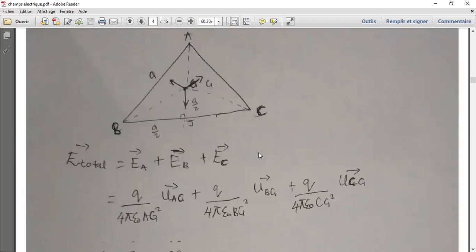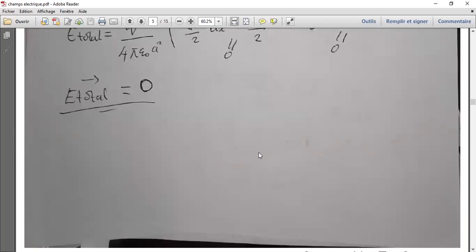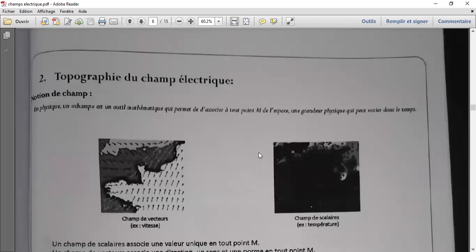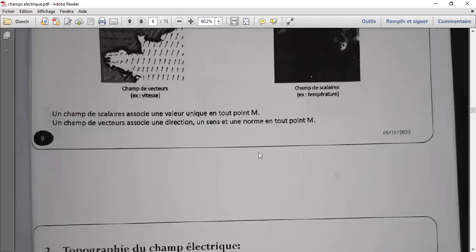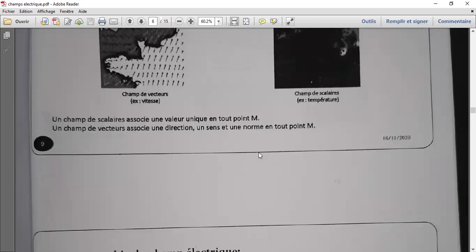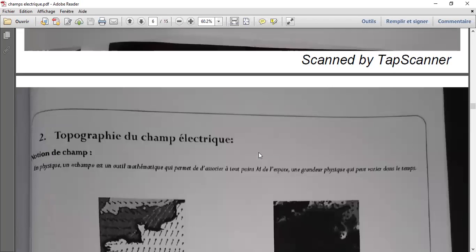So today, we are going to finish by looking at the topography, and also the symmetry and the invariance. So topography du champ électrique. When I talk about topography of champ électrique, it is how the champ électrique is represented in a diagram form. How is it represented in a diagram form?